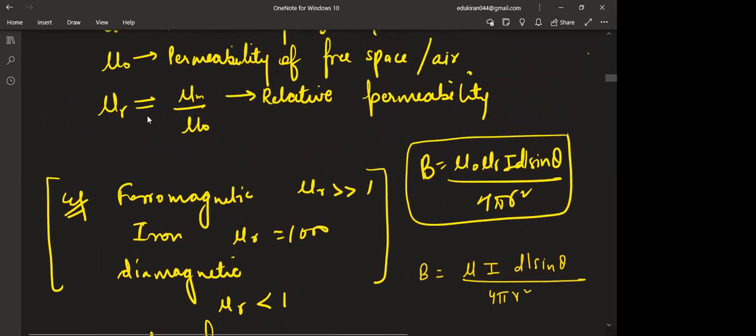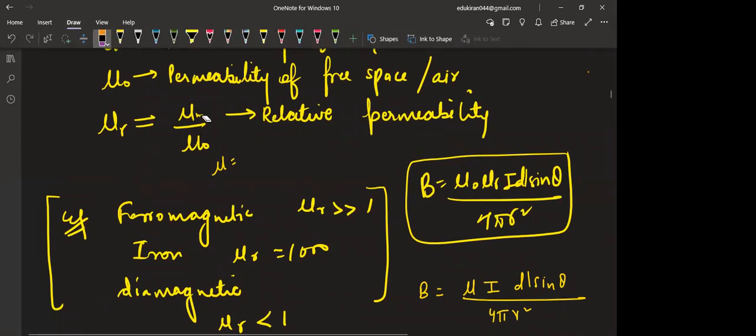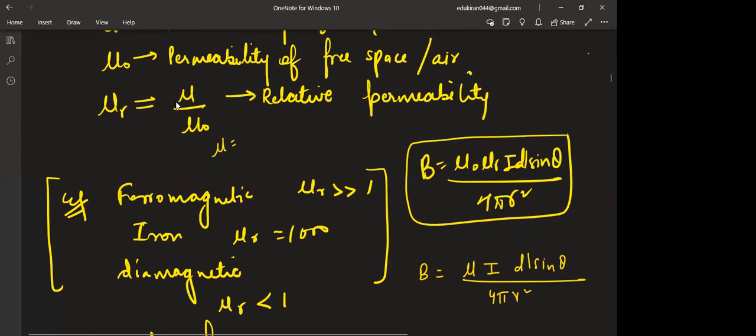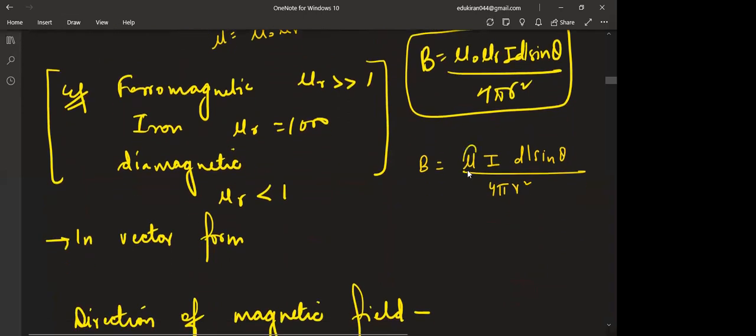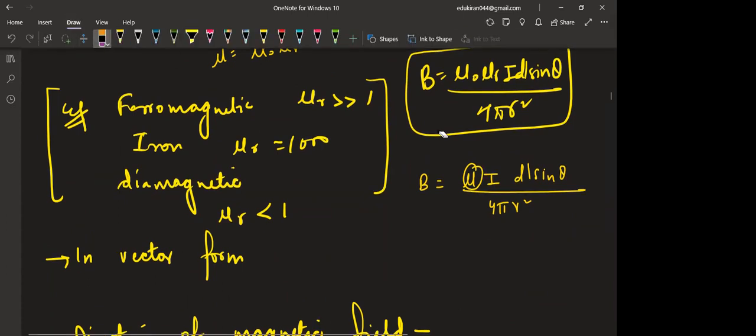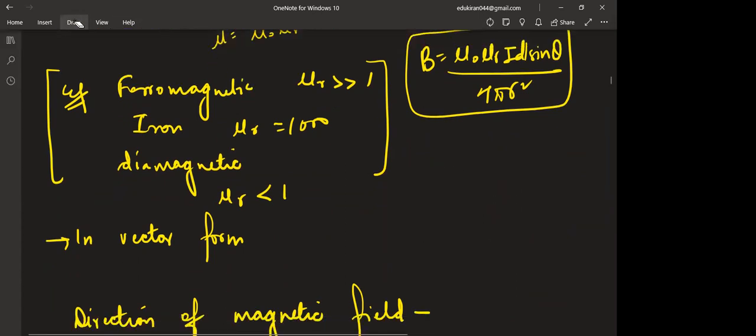Just now we have studied, from here, what can you say about mu? Mu is equal to mu naught into mu r. So if instead of this, I put the value mu naught into mu r, I'll get this form, which is what is written over here. You will put mu as mu naught into mu r and you will get it for any of the media which you want.